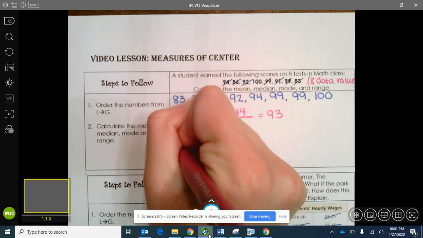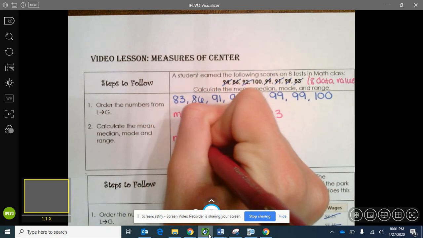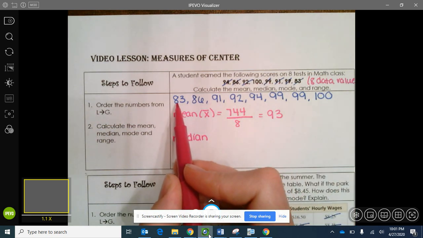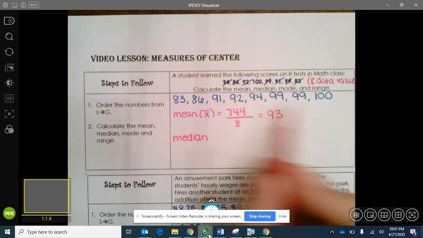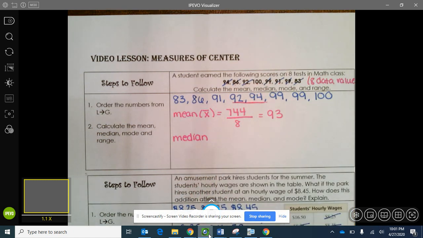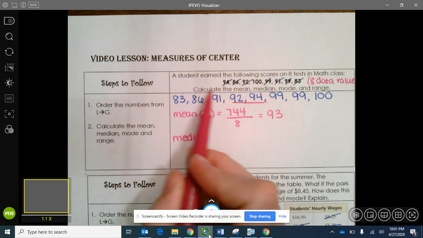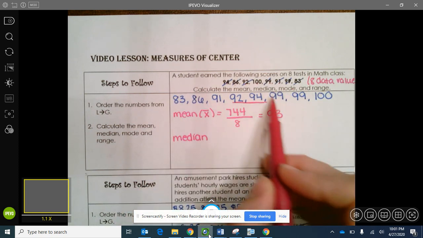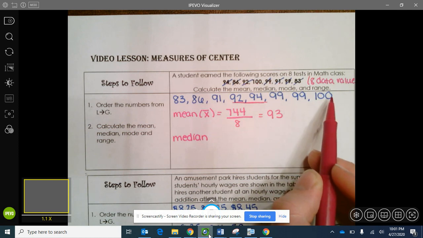For my median, I am looking for my middle number when the numbers are ordered from least to greatest. They have to be in order from least to greatest. Here, to find my middle numbers, I have 8 data values. The 2 that are in the middle are going to be 92 and 94. These 2 are in the middle because I have 3 data values that are smaller than them and 3 data values that are larger than them.